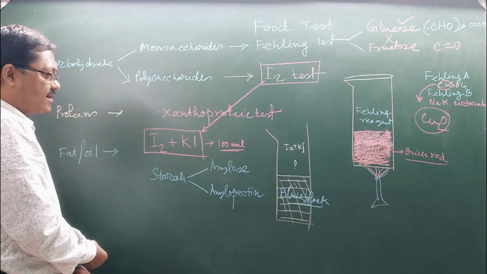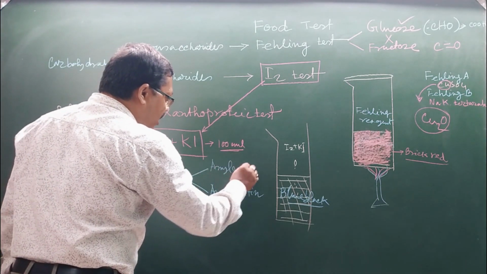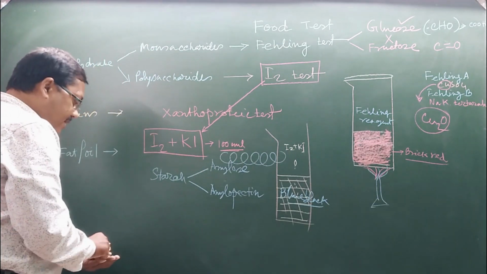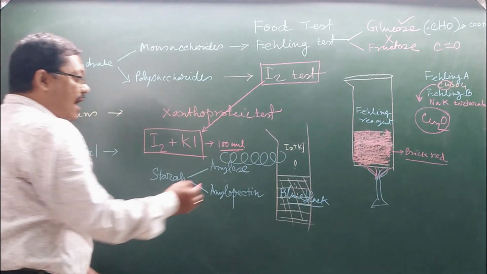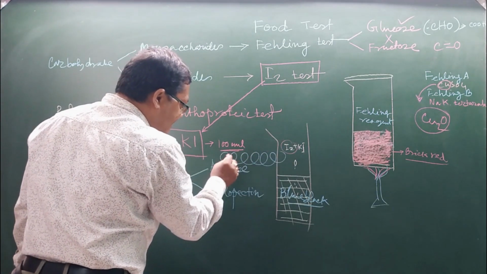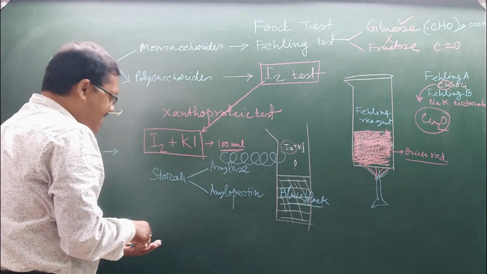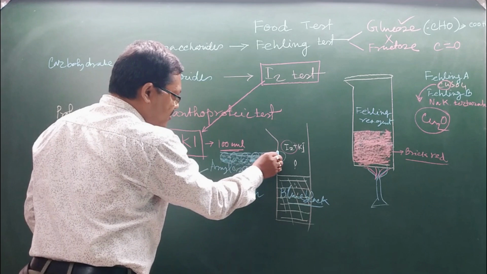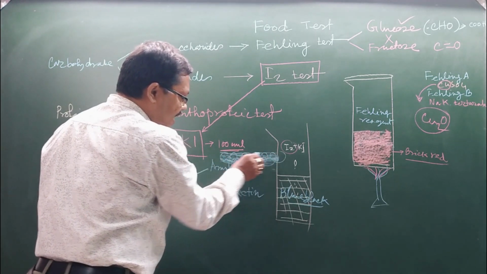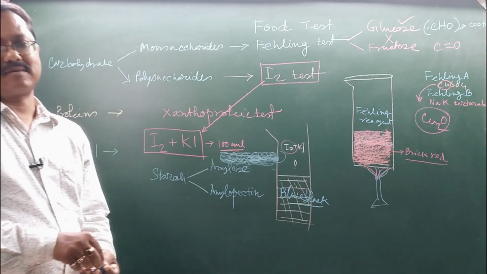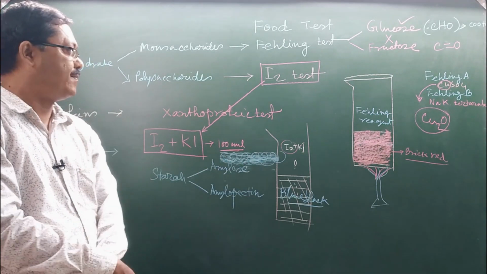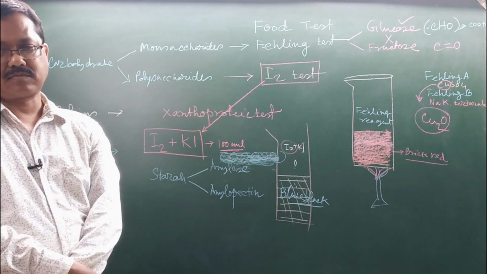Amylose and amylopectin. The amylose is a more or less coiled structure. When the iodine is entrapped here, then the color of the iodine is converted into a blue-black appearance. This is the identification test of starch.